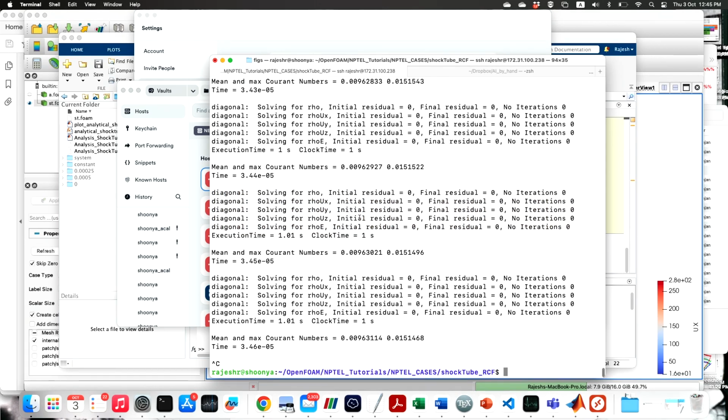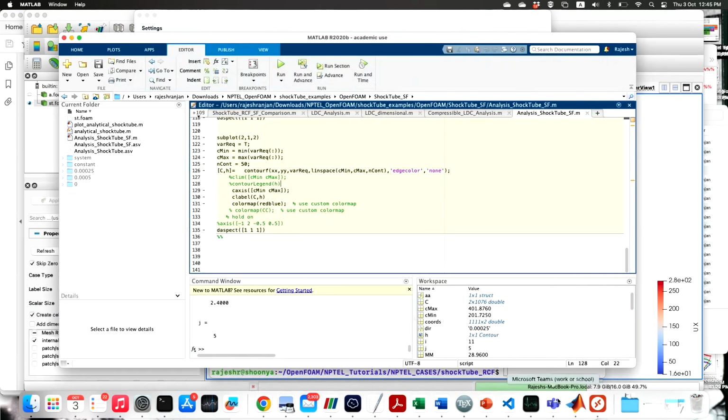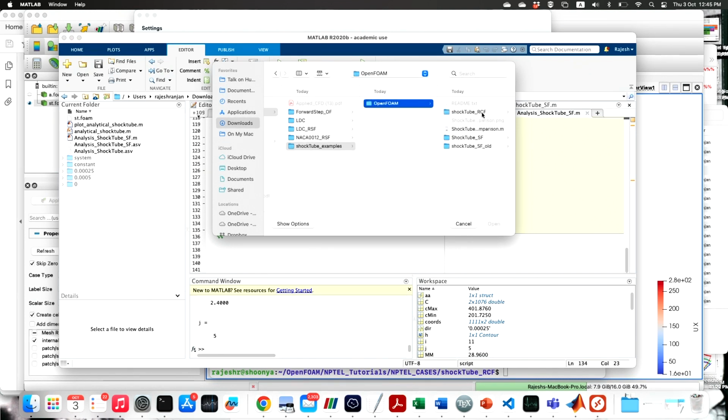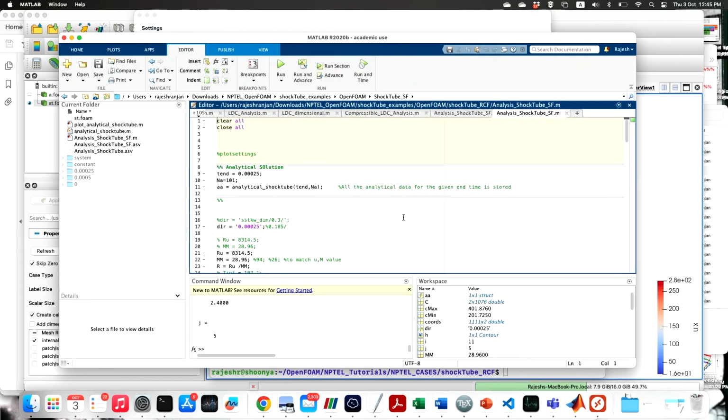So, here you can see that you are solving for all these 5 equations in a compressible manner, and let me plot this. Okay. So, I have run it already, and I am just going to discuss with you how it looks. So, go to RSCF. Okay, maybe this is the one.